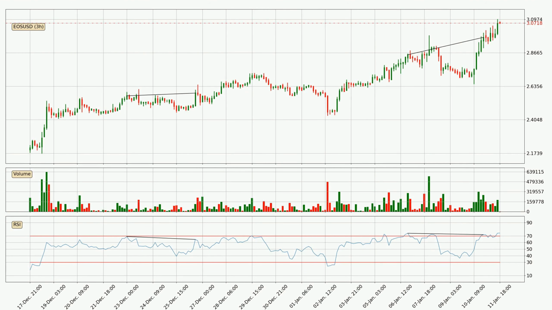Searching for divergence in the 3-hourly time frame, there was a bearish divergence, but the price went to the upside, which was actually not expected.